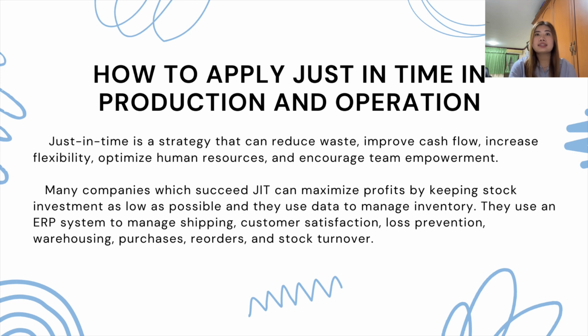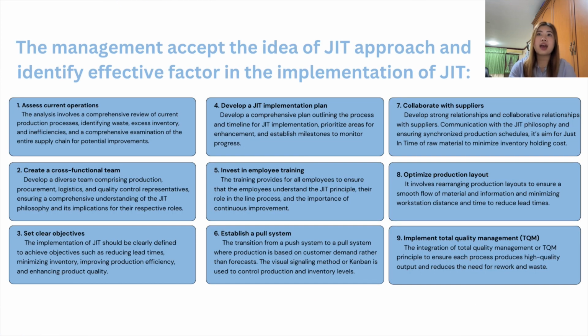The management accepts the idea of the JIT approach and identifies effective factors in the implementation of JIT. First, assess current operations. The analysis involves a comprehensive review of current production processes, identifying waste, excess inventory, and inefficiencies, and a comprehensive examination of the entire supply chain for potential improvements.